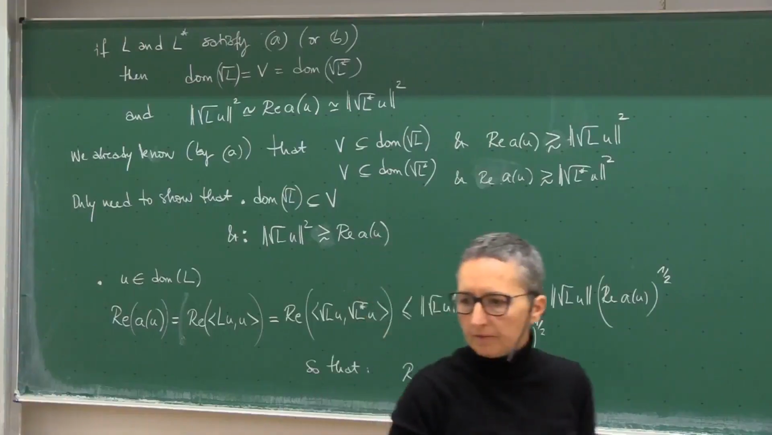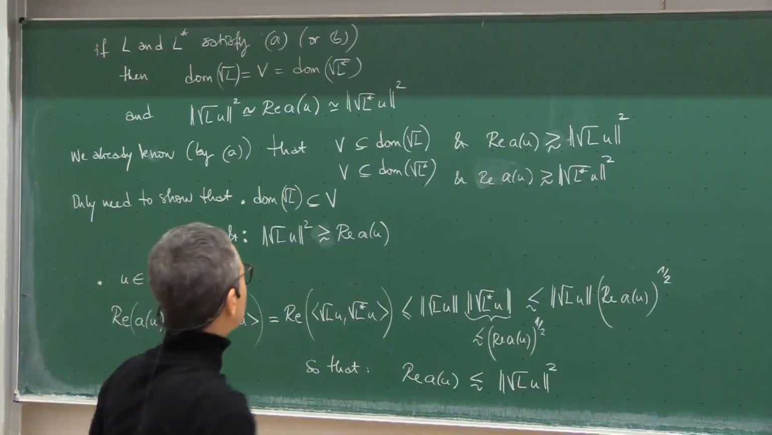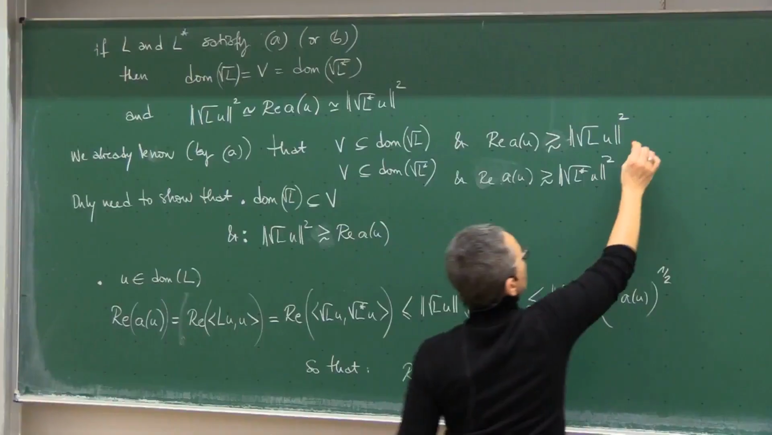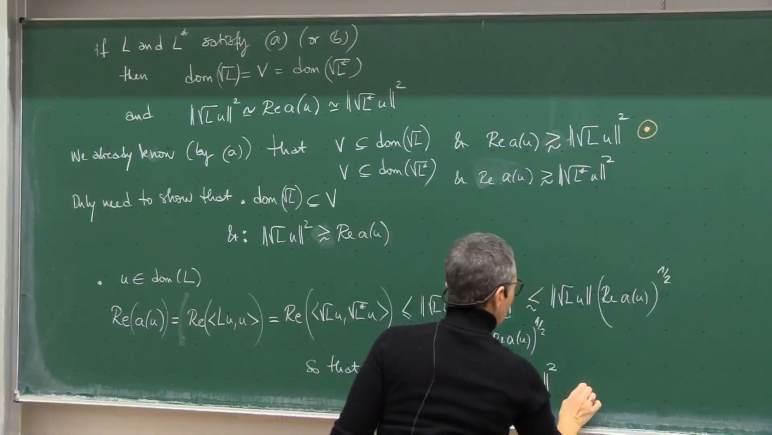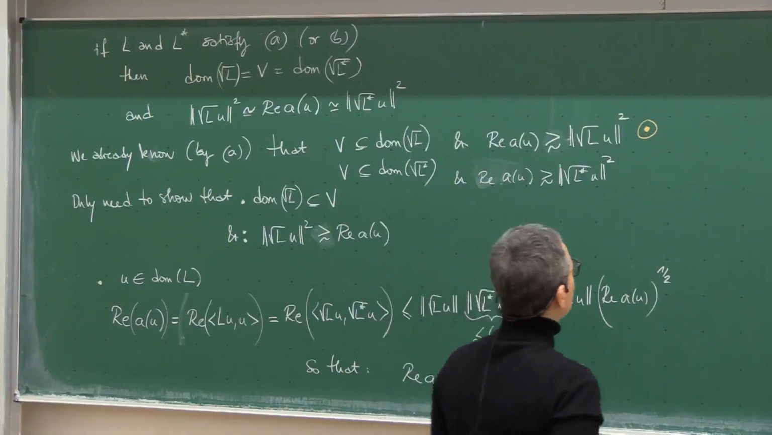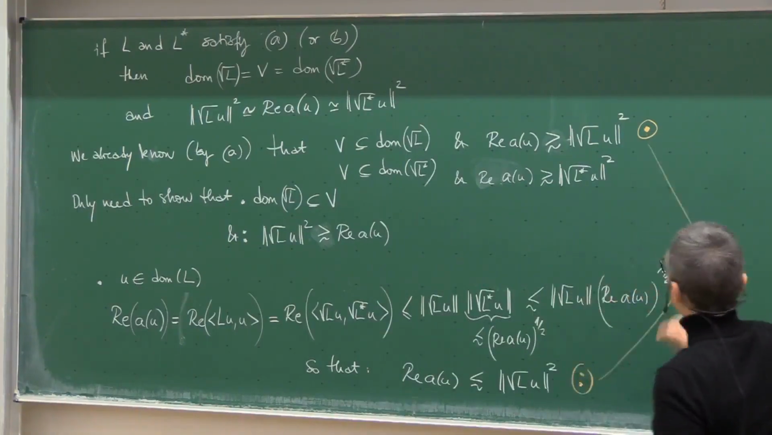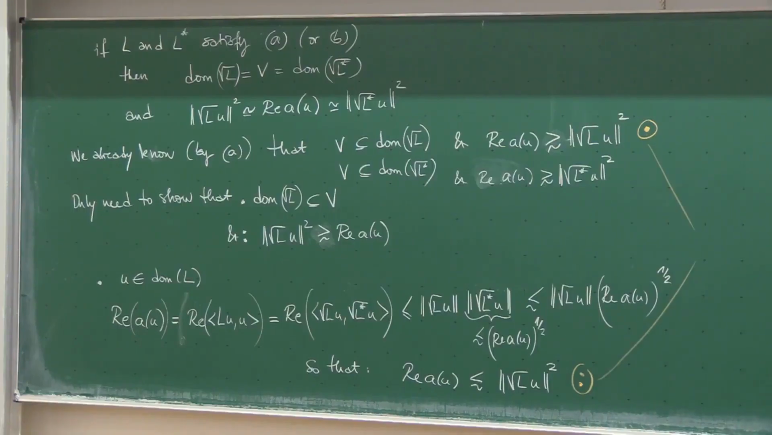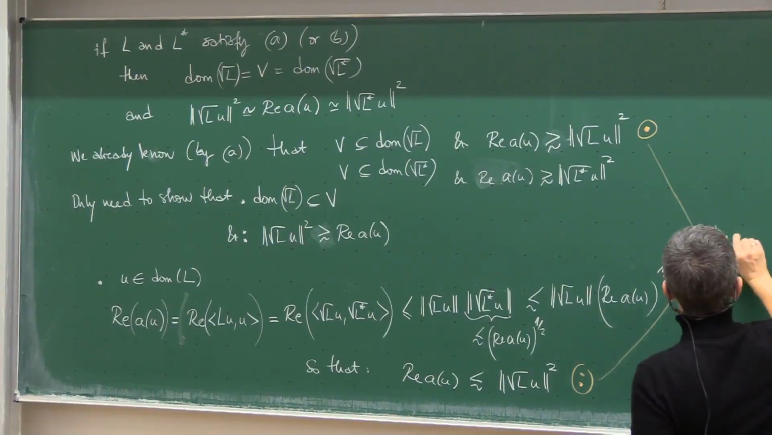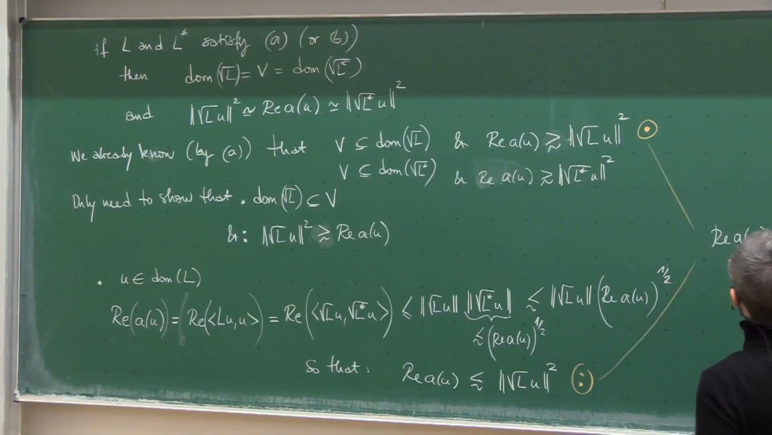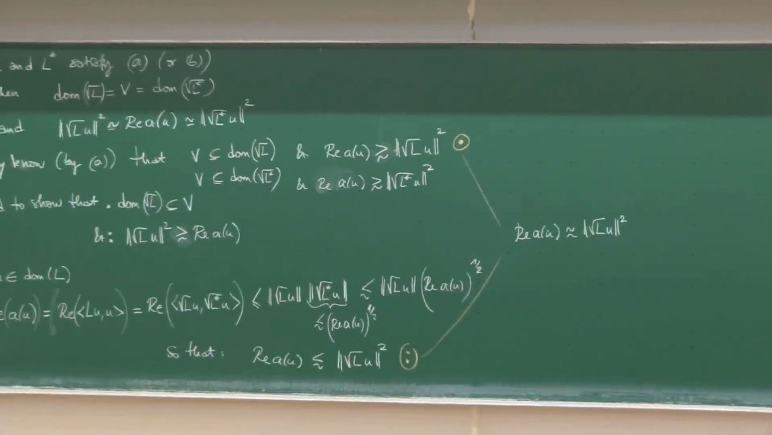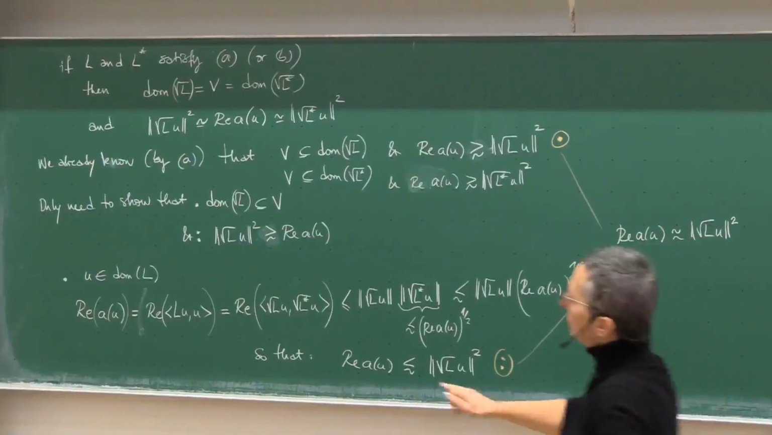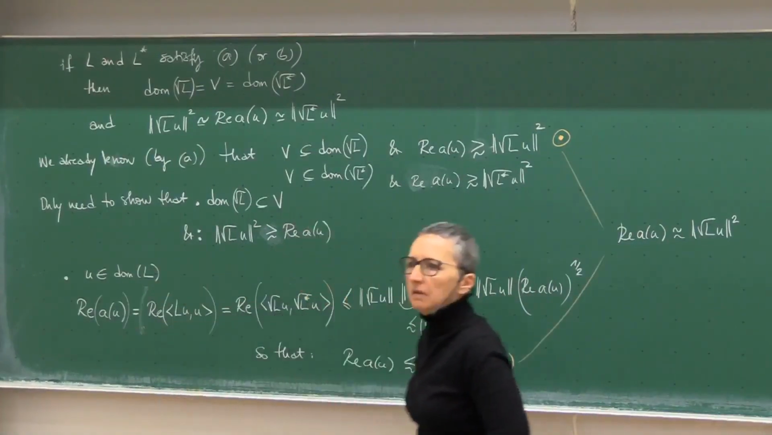So that one, and this second one, these two together give exactly what I wanted to have, that the real part of A of u is equivalent to the square root of L u squared. Okay? So this is all good for u in the domain of L. Okay?